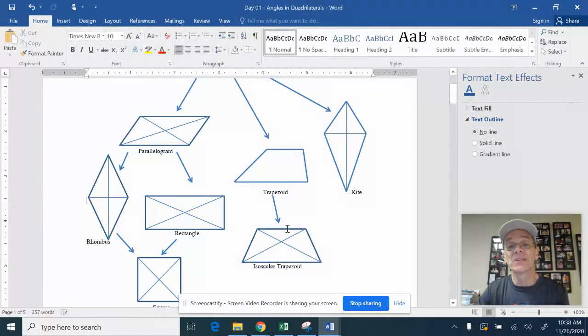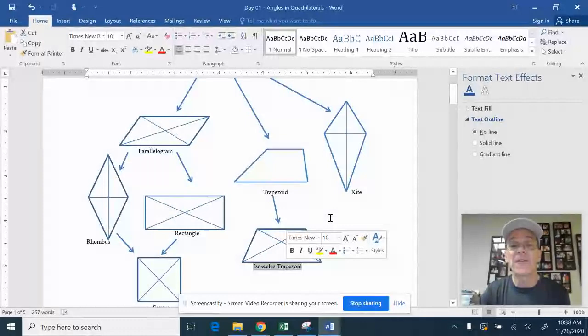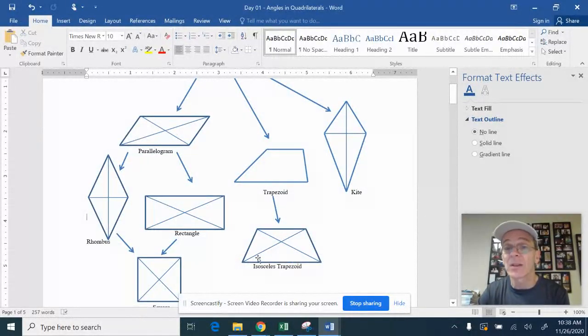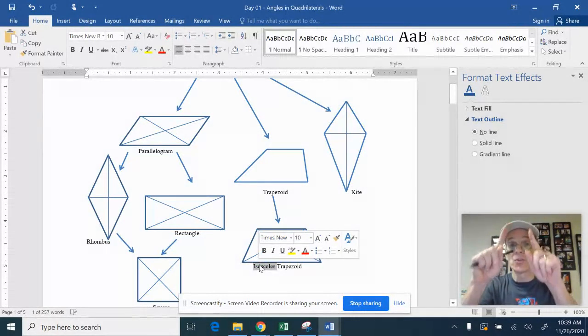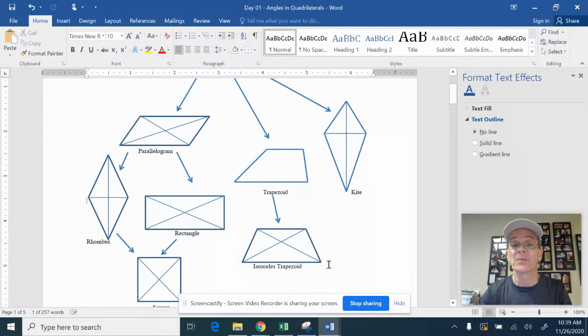Okay. Now, besides the parallel sides, like in this figure down here, if the other two non-parallel sides are congruent to each other, then you've got an isosceles trapezoid, much like an isosceles triangle has two congruent sides. An isosceles trapezoid has two congruent sides. And just like an isosceles triangle has two congruent base angles, this isosceles trapezoid also has two congruent angles at the bottom, and it's got two congruent angles up at the top as well.